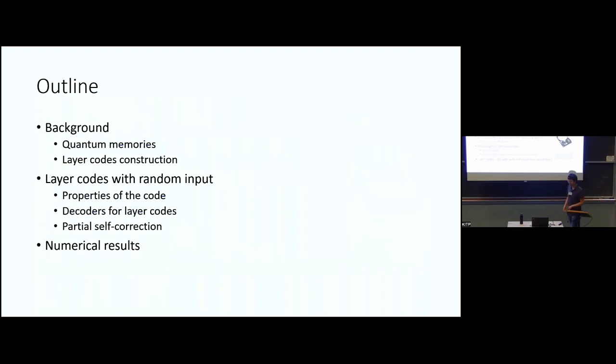And so the plan for the talk is that I'll first give some background on quantum memories and what the definition is, what has been tried so far, and also provide the overview of this layer code construction. And then I'll get into more of our work, which is considering layer codes in a slightly different scenario where we actually use a random input code. So we show that when you put in a random input code, it also has a lot of interesting properties. We show that we can decode these layer codes. And finally, I'll give our result that these layer codes actually support partial self-correction. And then I'll also show some numerics that we did to support our results.